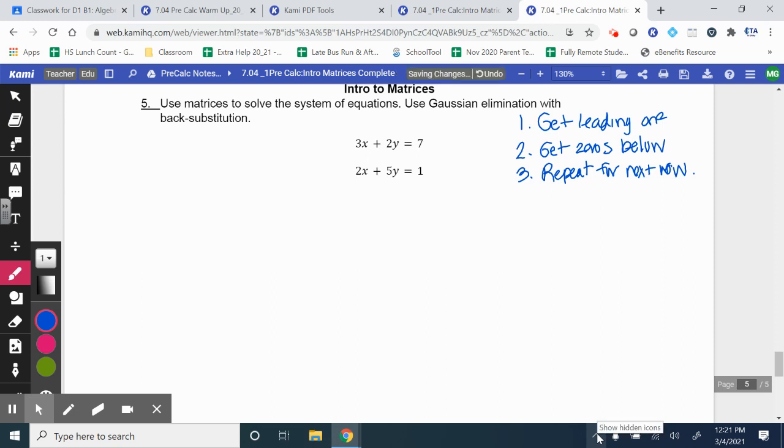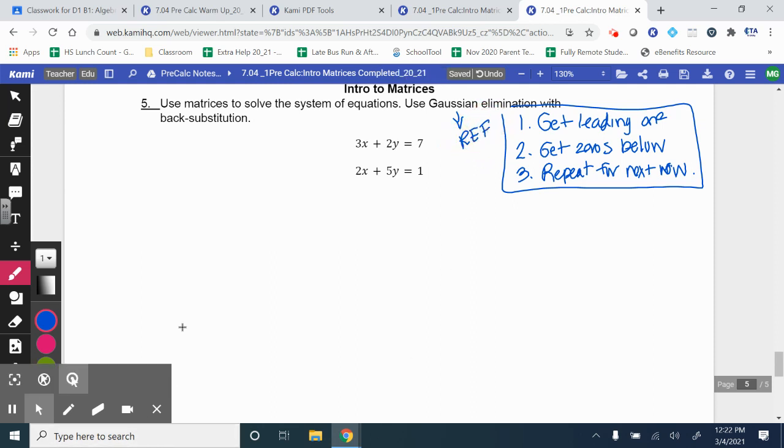And you're really going to work by columns here, looking to get those lead 1s in each column that you see. So that is for Gaussian elimination, which is in just row echelon form. So we don't have to get zeros above and below. That's why we're going to use back substitution at the end. So first, let's write our matrix out.